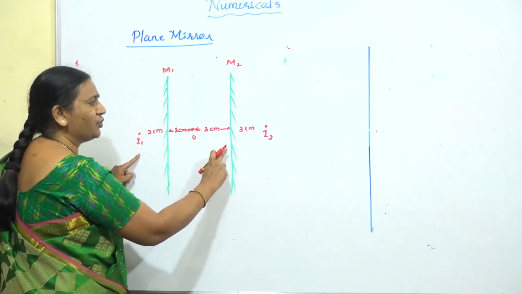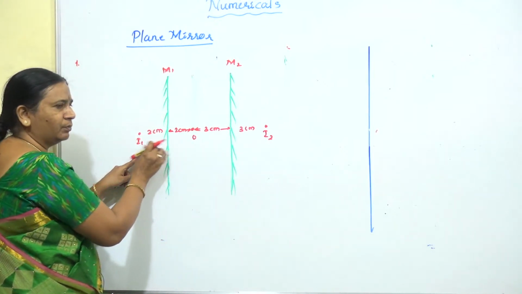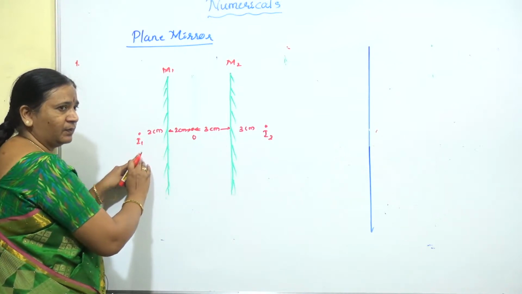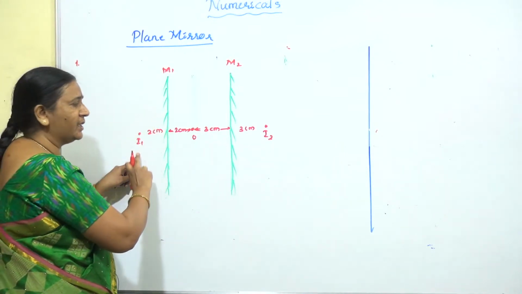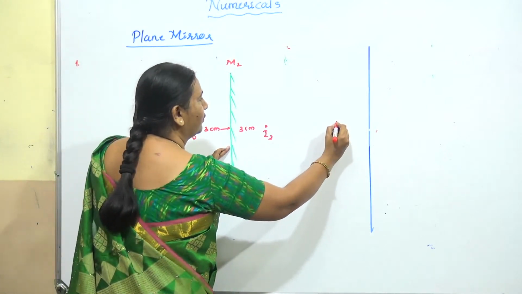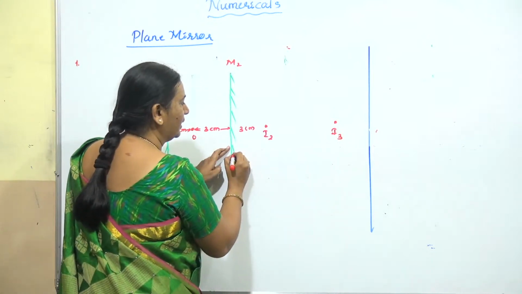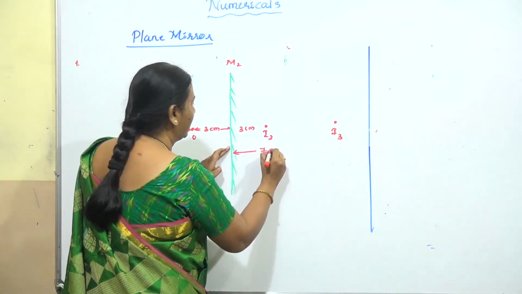And if it acts as virtual object for the second mirror, what is the total distance you are having? 5 plus 2 means total distance became 7. In case of plane mirror, object distance should be equal to what? Image distance. Means from here at 7 centimeter it is going to form. This I call it as I2. Okay, it forms at 7 centimeter.